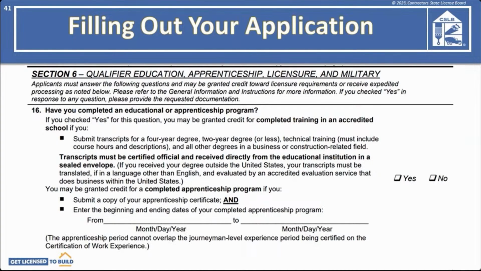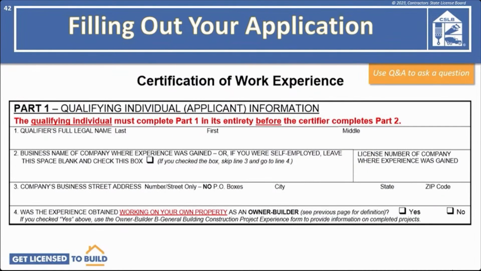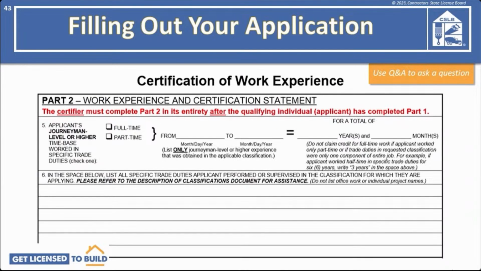Parts of the application, Certification of Work Experience, Part 1. Now we'll discuss the certification of work experience. Part 1 will be filled out by you, the applicant. Here you will list the information about your employer where you gained your experience. If you were self-employed when you gained the experience, please make sure to check the box in line 2. If you are applying for a B General Construction License and will be using experience obtained while working on your own property, make sure to mark the box in line 4 and complete an Owner-Builder Construction Project Experience form that we'll discuss later.